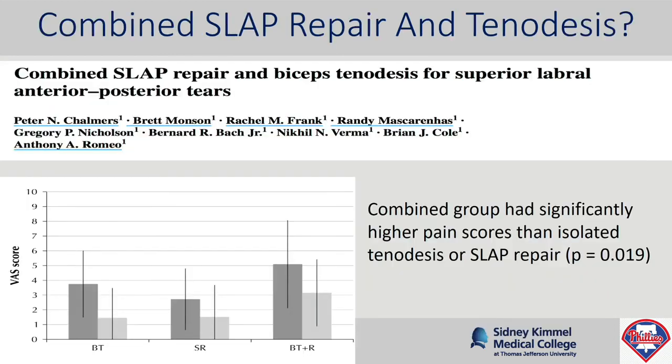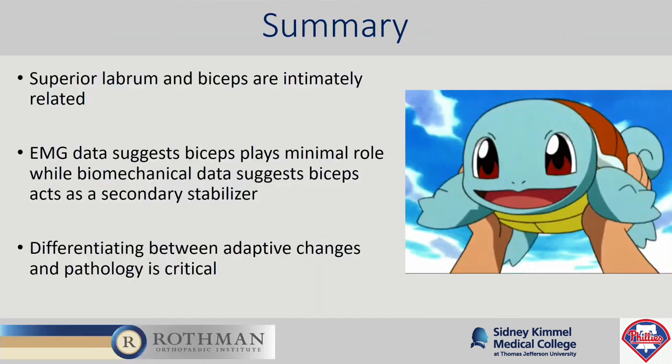So then you think about, well, what if you do a SLAP repair and a biceps tenodesis? So you release the biceps, you fix the unstable superior labrum, and you also tenodese the biceps. Unfortunately, this actually wasn't great. This was, again, a study from Rush, and if you look at the biceps tenodesis plus the SLAP repair, they had more pain than just the isolated biceps tenodesis or isolated SLAP repair in and of themselves. So probably not the answer in our overhead athletes.